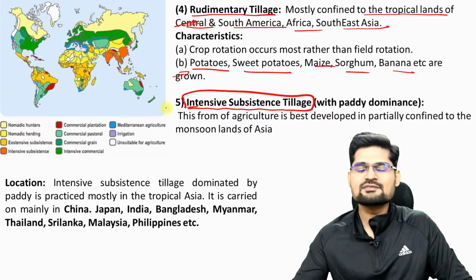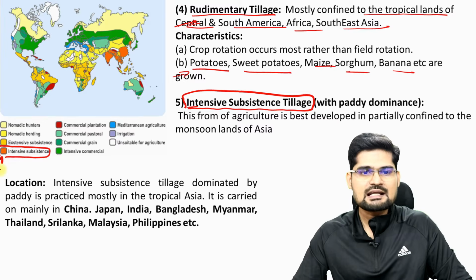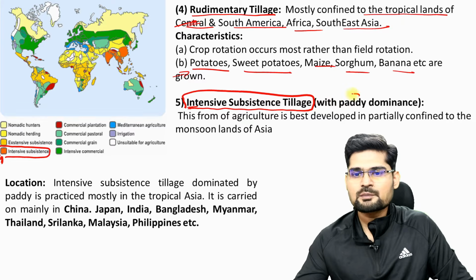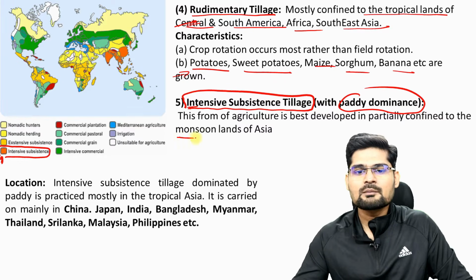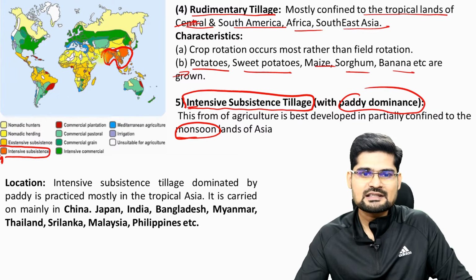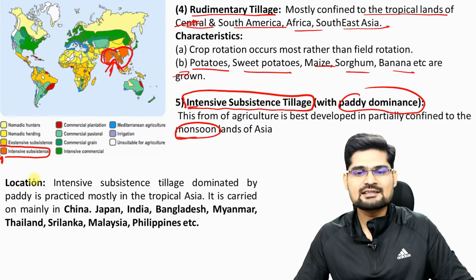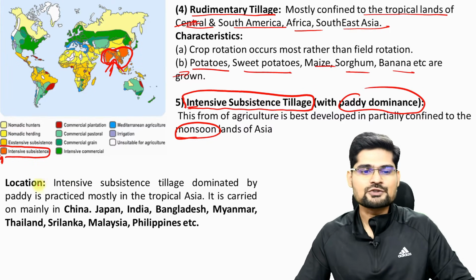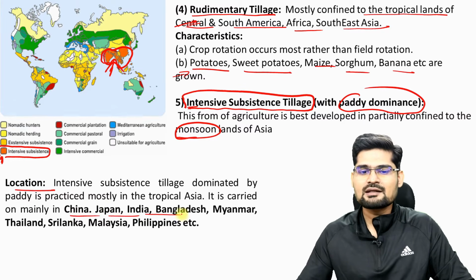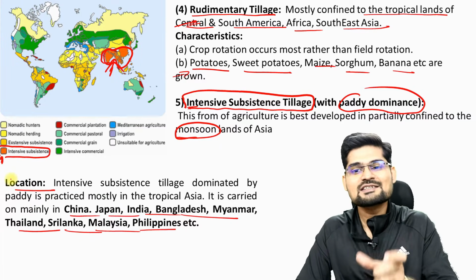Now this intensive subsistence tillage, if you observe, this is where you have this color which is red, right? So this orangish red color which you observe here, you'll find mostly with paddy dominance, which is also said to be lands of monsoon. So if you observe this portion, this Indo-Pacific region as well as Southeast Asia, this area has most of this intensive subsistence tillage where rice growers are the most. So location, if you observe: China, Japan, India, Bangladesh, Myanmar, Thailand, Sri Lanka, Malaysia, Philippines, right? This is the area where monsoon is also dominant. Right? So there it is with paddy dominance.